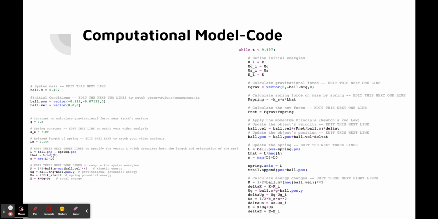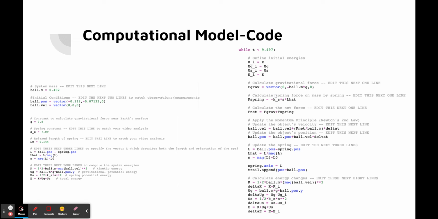So here, this is L, and we have L hat, and S is the magnitude of L minus L naught. And then the kinetic energy equation is right over here. We have the potential energy of the spring and the potential energy of gravity, and then E is going to be adding all those together. This is our initial conditions.